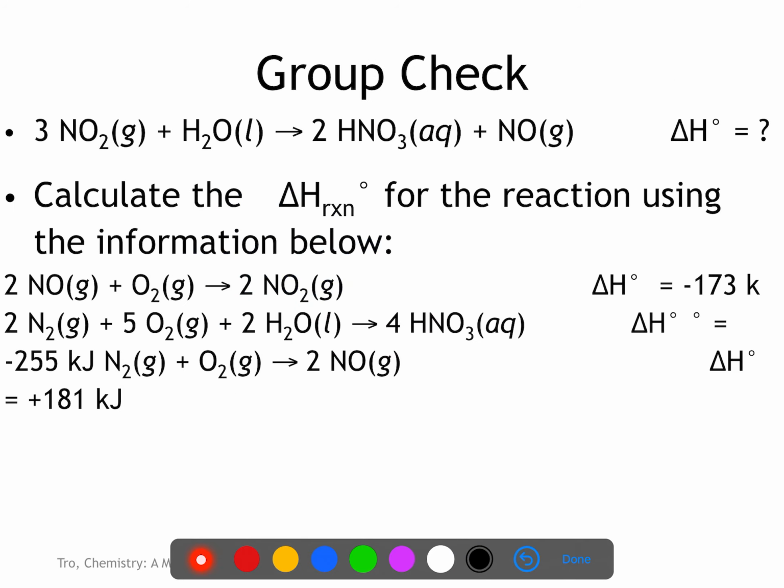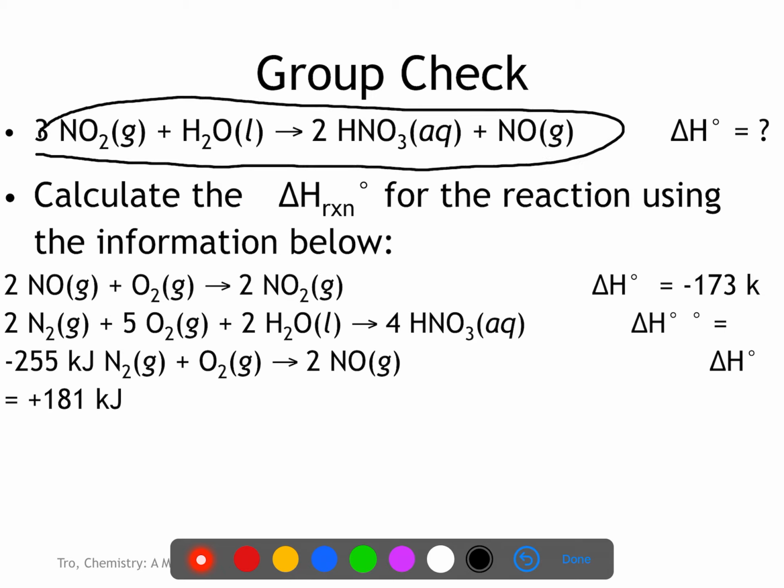Let's put that into an example. I want this right here, this equation. And I'm given my equations 1, 2, and 3. I'm sorry that this cut off here. This delta H is equal to negative 255 kilojoules. So I can see that I want to manipulate this to get exactly what I want.